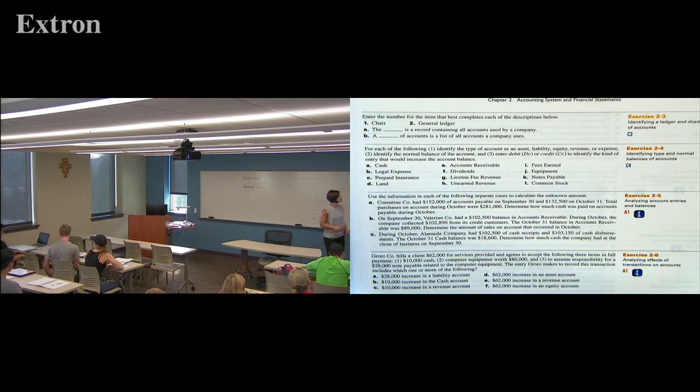It says, for each of the following, we got a couple of different things we have to do. Number one, identify the account type as asset, liability, equity, revenue, or expense. Number 2, identify the normal balance of the account, which means tell me if the normal balance is a debit or a credit. Number 3, enter debit or credit to identify the kind of entry that would increase the account balance. Well, you'll see how this is going to work out when we get started.